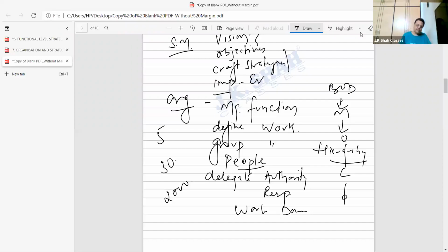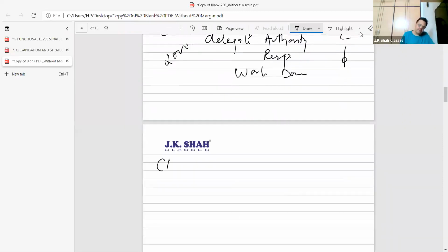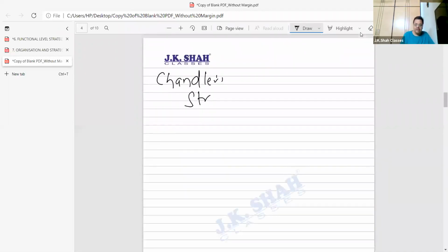But before that, there is one question that is asked many times: what is Chandler's strategy-structure relationship? Very, very important. Many times students read this in a hurry, don't understand it, and write nonsense. If you pay attention for 2 minutes, it will be very clear. The question is, what is Chandler's strategy-structure relationship? I'll give you a small example and it will be clear. Not 20 more minutes, please bear with me. Even I'm having fever.